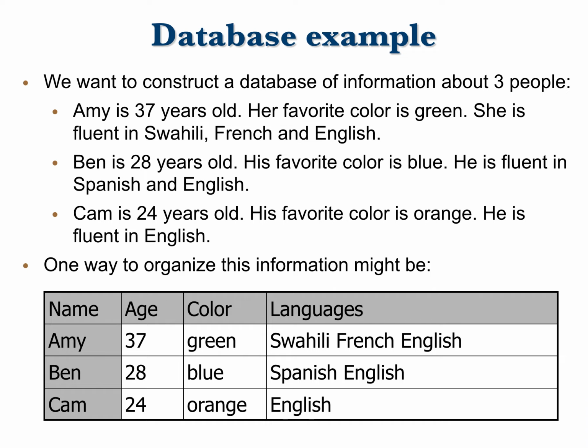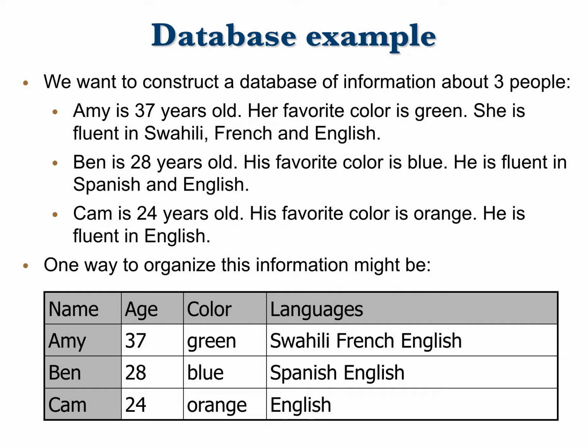So let's begin with a simple example. Let's say we have three people, Amy, Ben, and Cam. Each of these people have certain properties, preferences, and skills. So, for example, Cam is 24 years old, his favorite color is orange, and he's fluent in English. He speaks a single language.